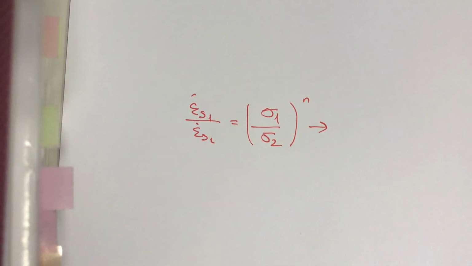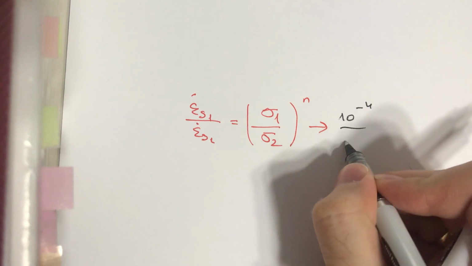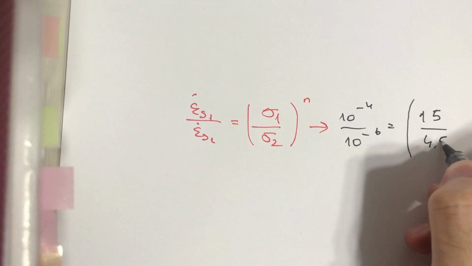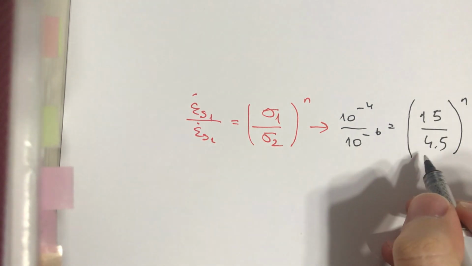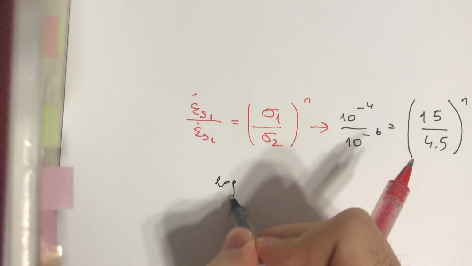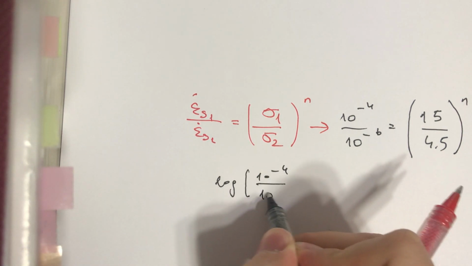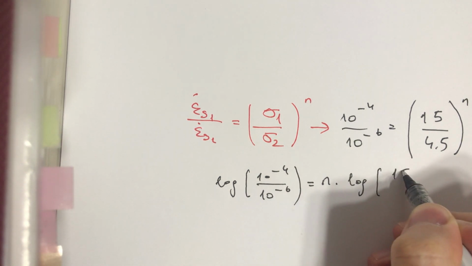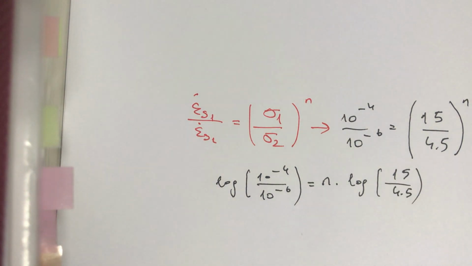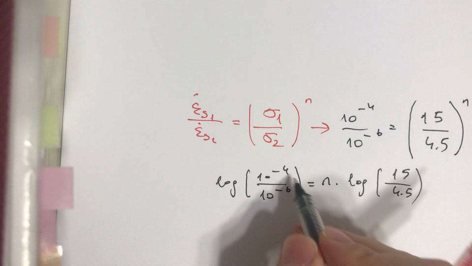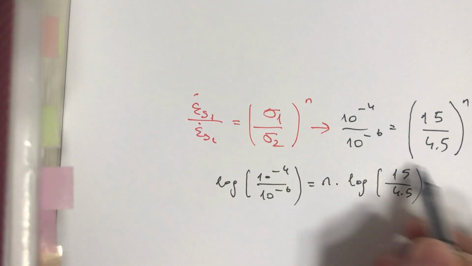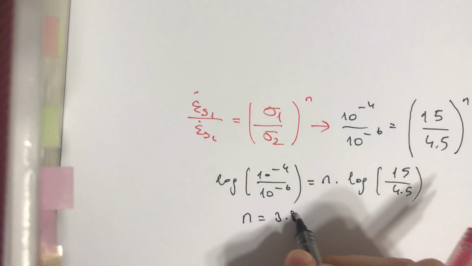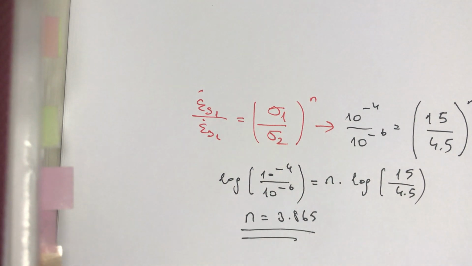We know the numerical values from the table given to us. So we need to take the logarithm of both sides. So log of 10 to the power minus 4 divided by 10 to the power minus 6 is equal to n times the logarithm of 15 divided by 4.5. If you divide this term by this term, you will get n, and that turns out to be 3.865. This is our n value in this expression.